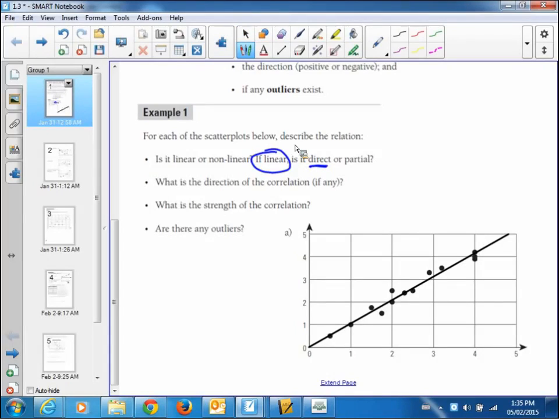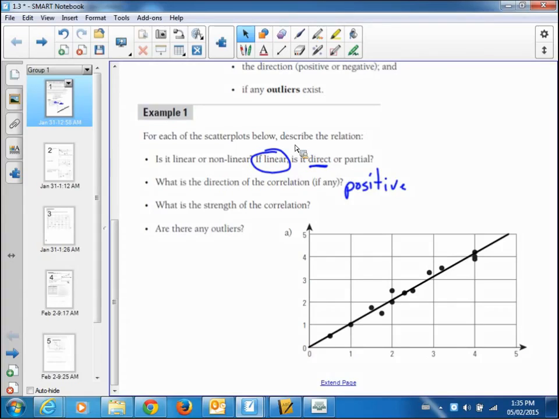What's the direction of the correlation? Is this a positive or a negative slope? Tiana, from left to right? It's positive. Thank you. There's a positive correlation. That means as one increases, the other increases as well. It gets bigger. Now, what's the strength of this one?